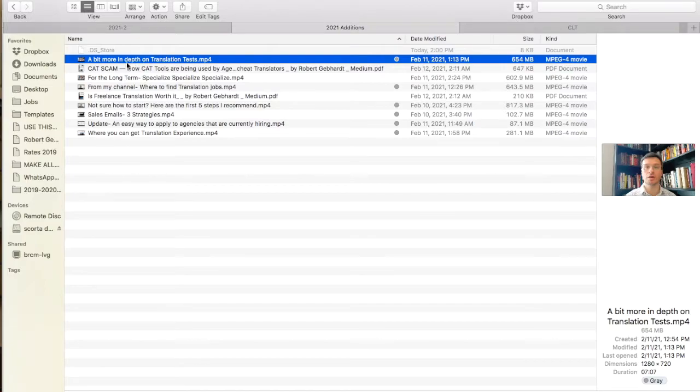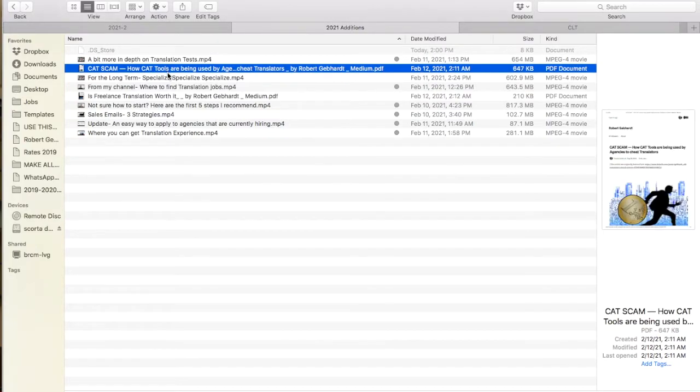The first one is translation tests. I go a bit more in depth and talk about the strategies you should have for taking them, when you should take them, when you should not take them, and how to deal with them over the long term so you can hopefully not have to take them anymore. Then I have a downloadable document. This is my article on CAT tools and how they're being used by agencies to cheat translators.